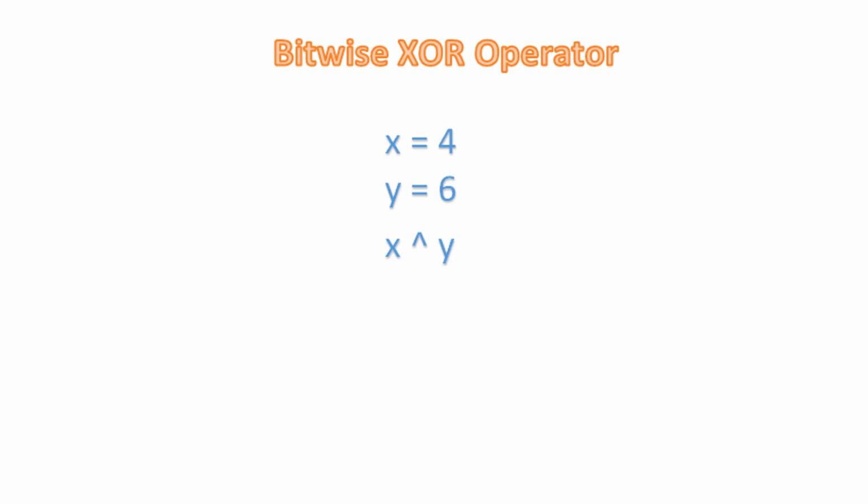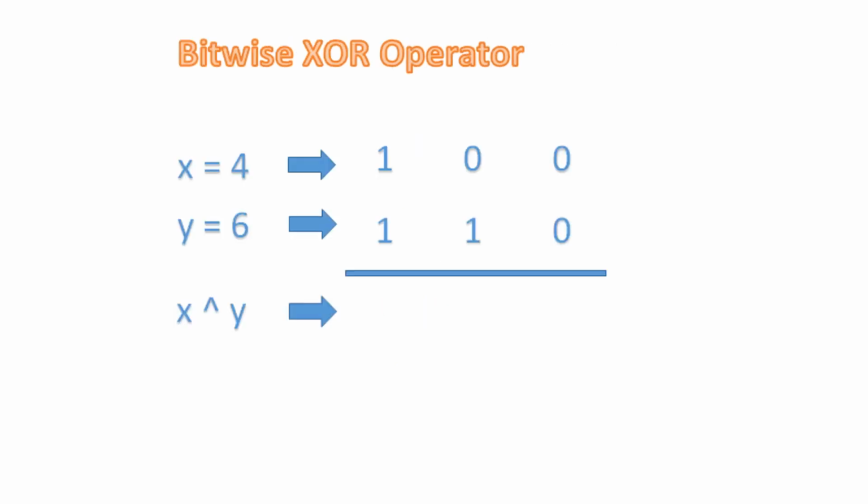On performing bitwise XOR operation, x XOR y, the output is 2. Let's analyze how we got the output as 2. Now I am performing XOR operation bit by bit on the same value of x and y. Output of 0 XOR 0 is equal to 0. Output of 0 XOR 1 is equal to 1. Output of 1 XOR 1 is equal to 0. So the output is 0, 1, 0, which is equal to 2.